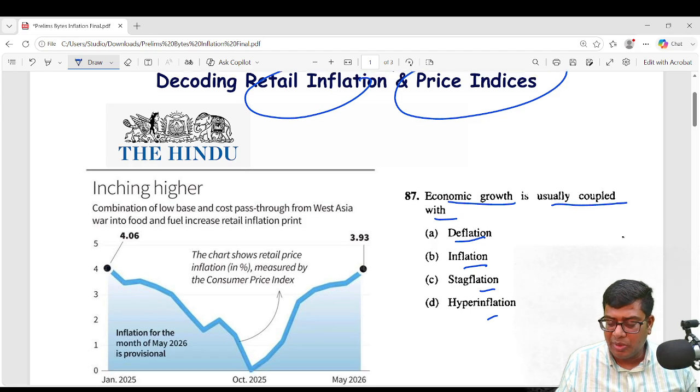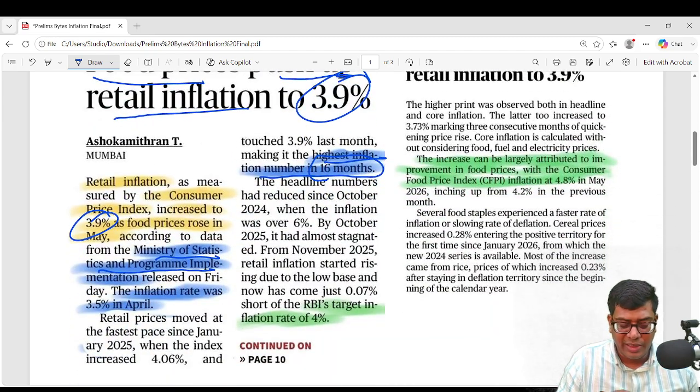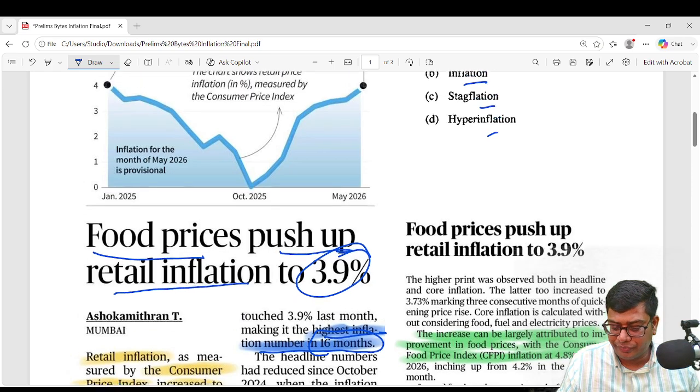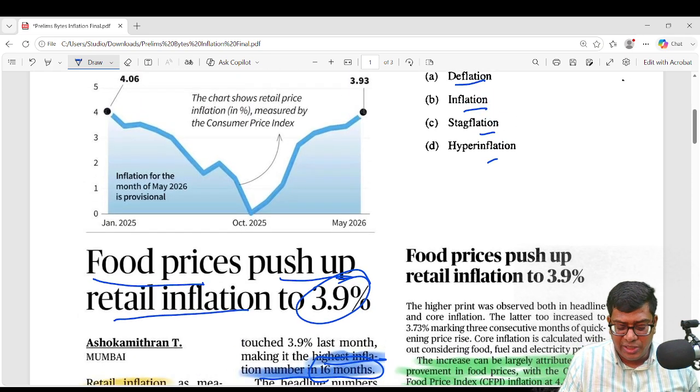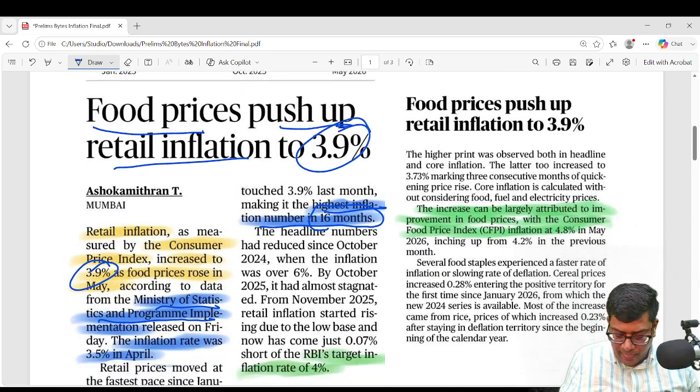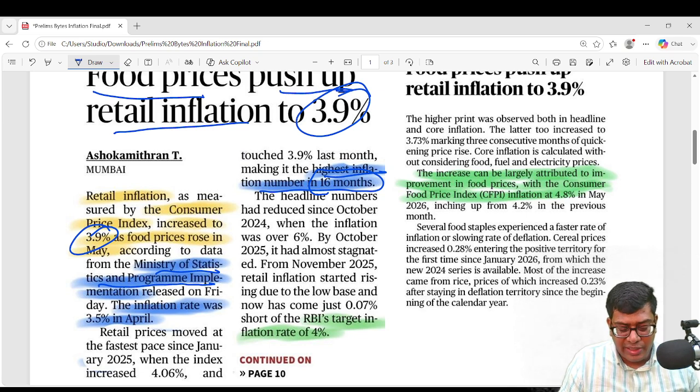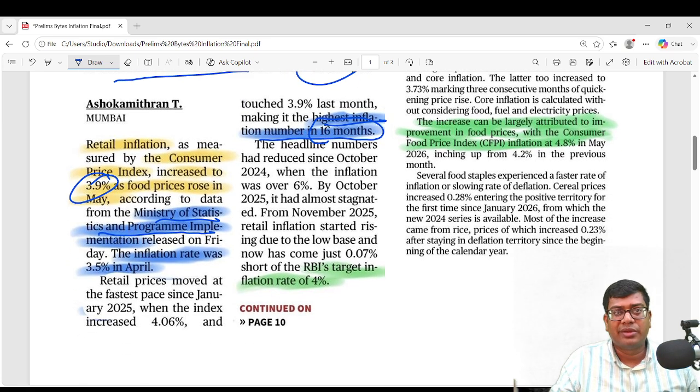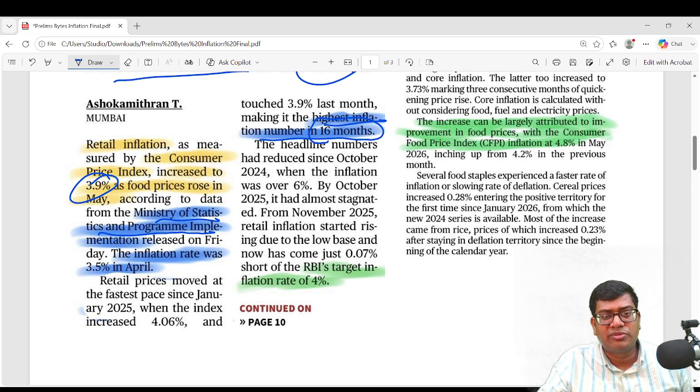So now see the article. This article says food prices pushed up retail inflation to 3.9%. According to recent Ministry of Statistics and Program Implementation data, the consumer price index rose to 3.9%, which is the highest in 16 months. So this article is very important for the prelims section. Please read this article. We have highlighted important parts from the prelims perspective.